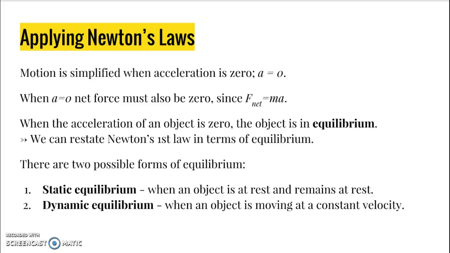Just to note, we can also restate Newton's first law in terms of equilibrium. Newton's first law: an object at rest stays at rest, an object in motion stays in motion unless acted upon by a net force. Well, if acceleration is zero, we're in equilibrium. So basically we can say an object is in equilibrium unless acted upon by an outside net force. When it comes to equilibrium, we have two possible forms. The first is static equilibrium, when an object is at rest or remains at rest, and the other is dynamic equilibrium, when an object is moving at a constant velocity.